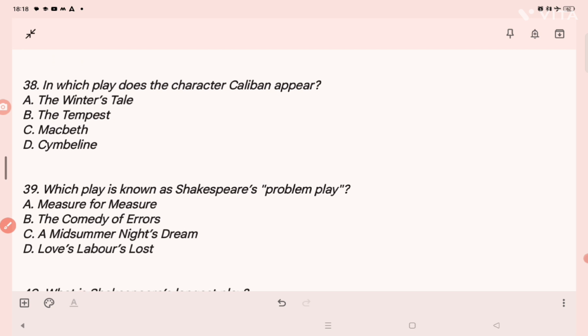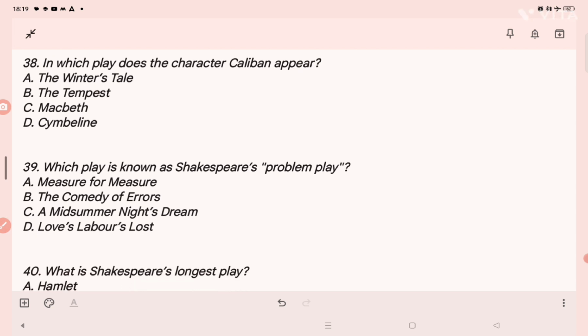In which play does the character Caliban appear? Option B, The Tempest. Caliban is a character in The Tempest, the son of a witch and a creature who lives on the island with Prospero and Miranda.